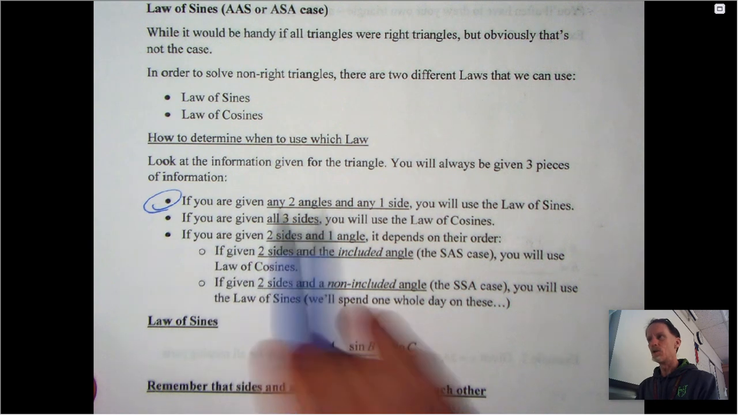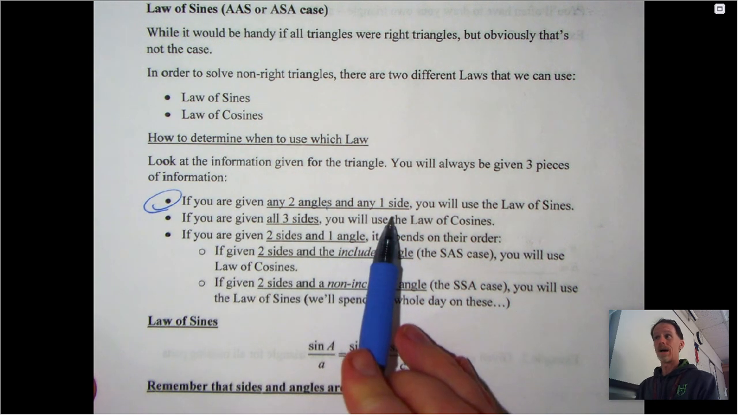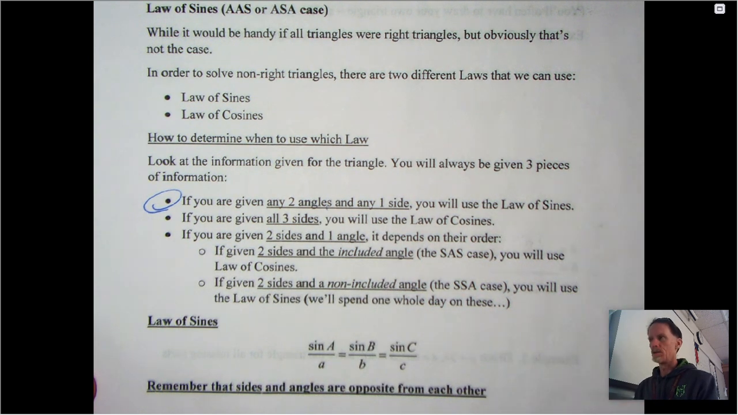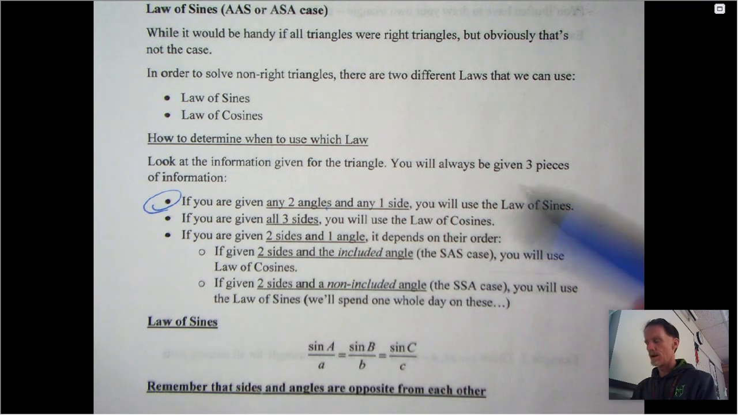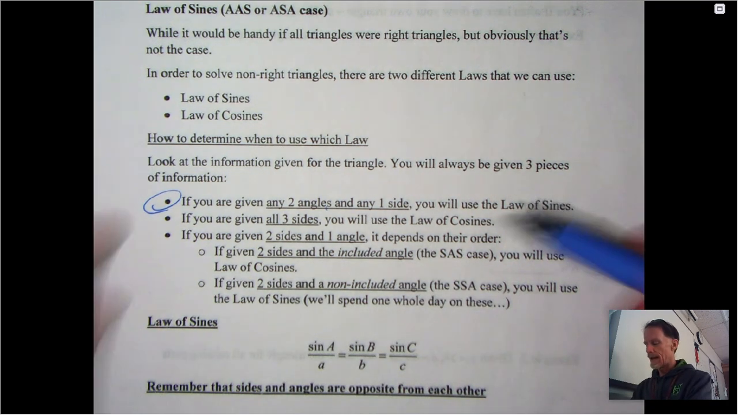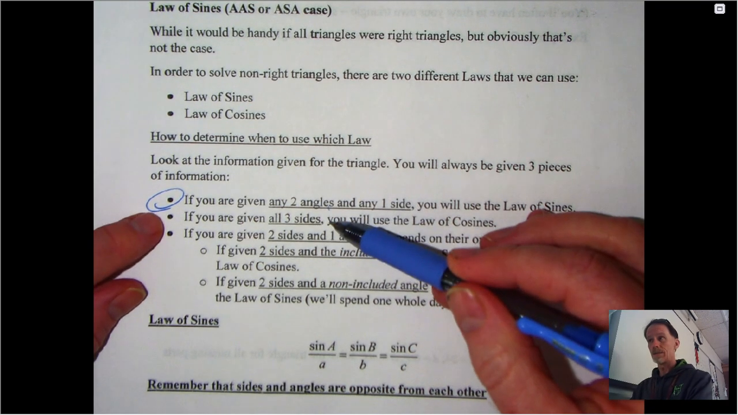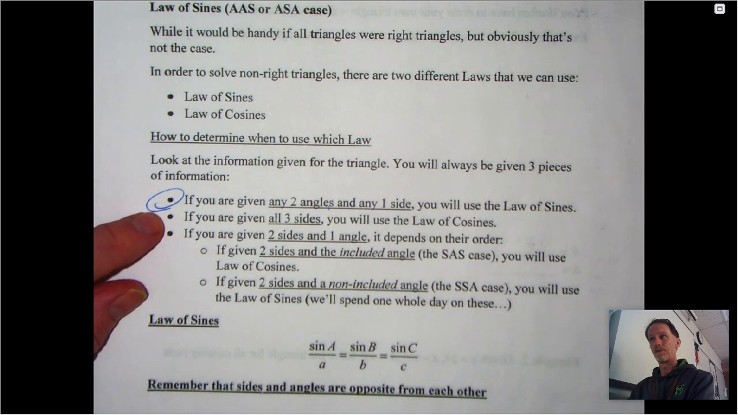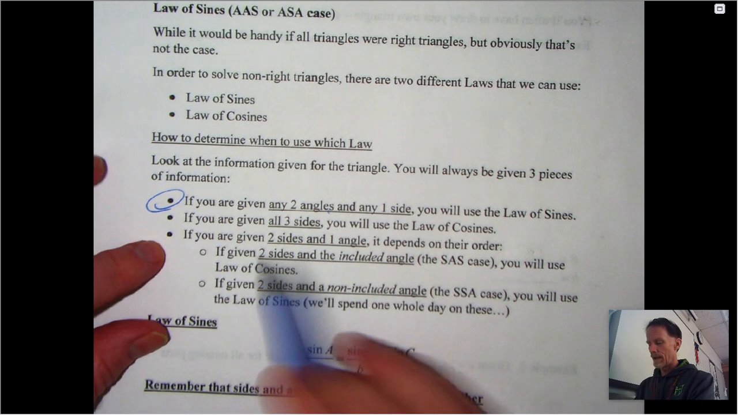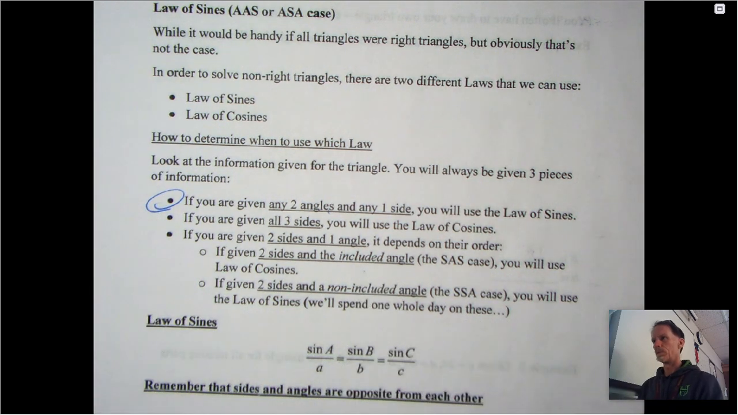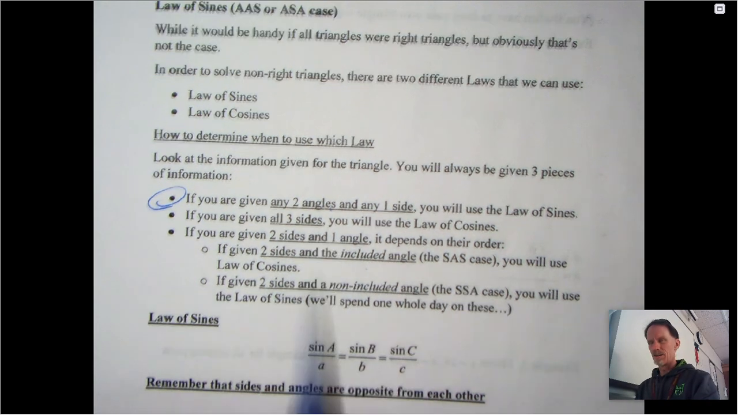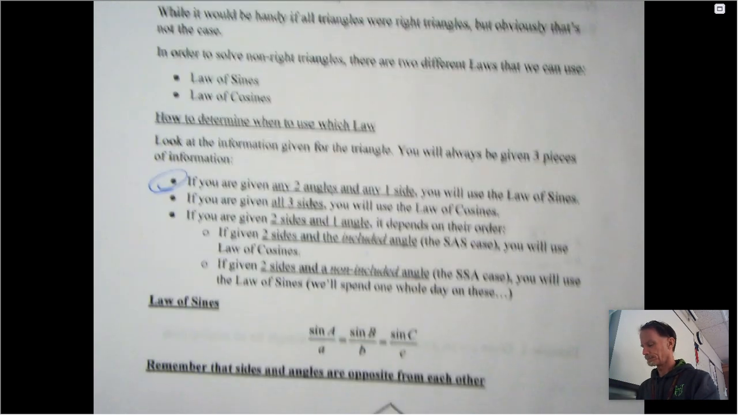If we're given any two angles and any one side of a triangle, we're going to use the law of sines. The next video that I'll do in a day or so is going to be on the law of cosines, and we'll use that if we're given all three sides and want to find the measure of the three angles, or if we have two sides and the included angle, which is what we call the SAS case. But we're just going to do the law of sines today on the normal case where we have two angles and any one given side.